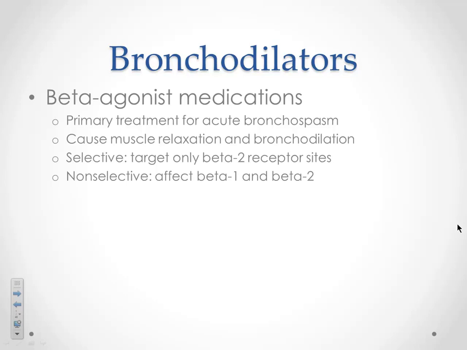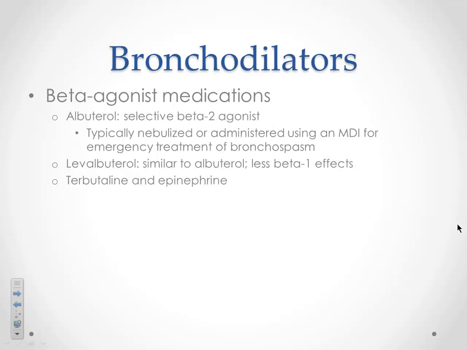What's the difference between 1 and 2? One's the heart, one's the lungs. Which one's the heart? Beta 1's the heart, beta 2's the lungs. So if it's a selective bronchodilator, then it only targets the lungs. If it's non-selective, then it targets everything, right? Albuterol is a selective beta 2 agonist. Has a very minimal effect on beta 1, which is why it's considered a selective. It does increase the heart rate, but that's about all it does.